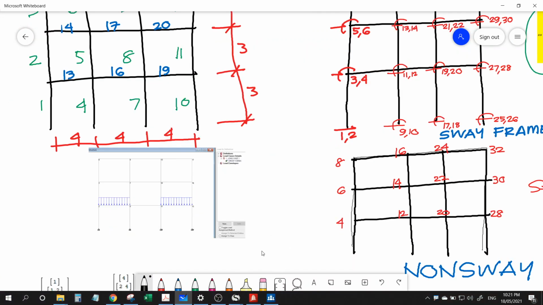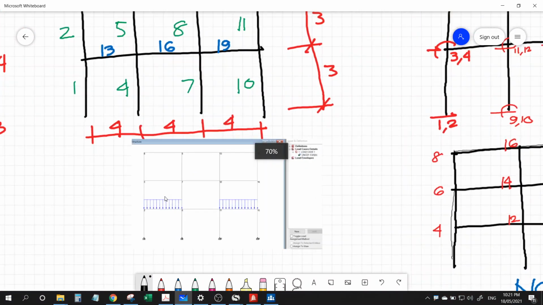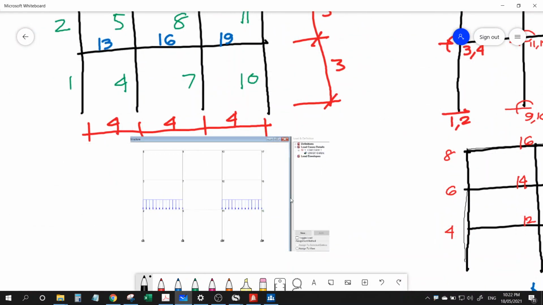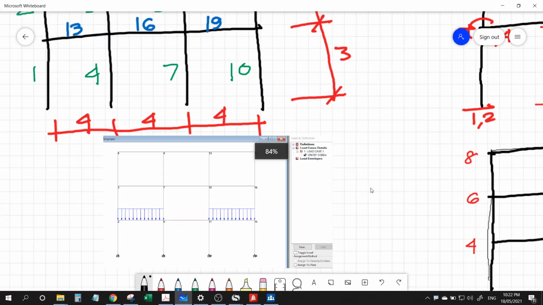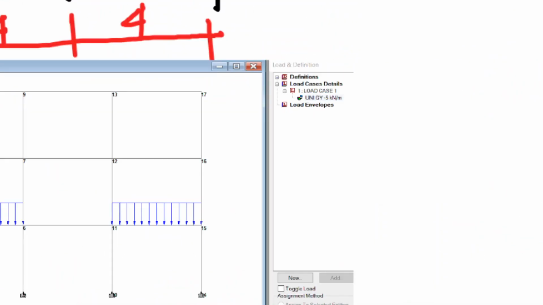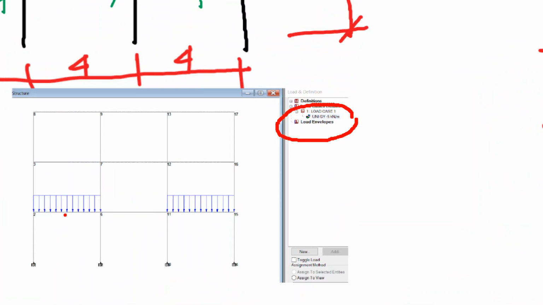So this is our building, a three-story building, and this is the loading applied. As you see, it's a uniform load, 5 kilonewton per meter, applied on these two members. So the load is symmetrical, the building is symmetrical. So we don't expect lateral sway behavior, or we will neglect that. And of course, the cross section should be symmetrical in inertia.